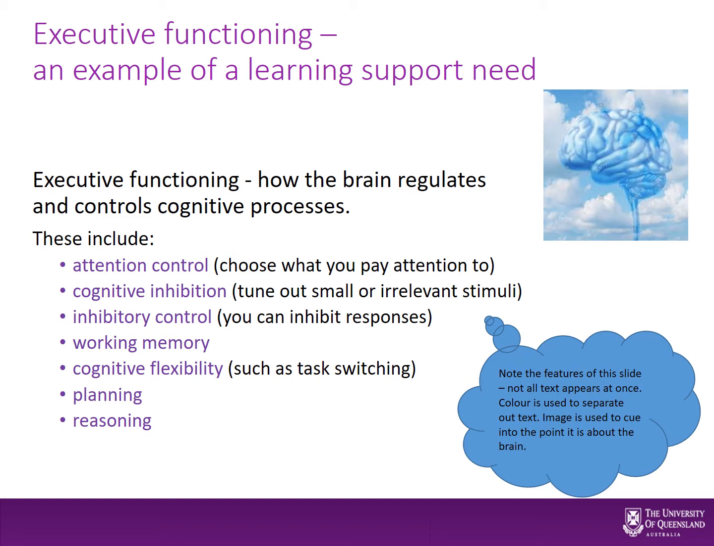Colour is used to separate out the text, so the heading is a separate colour. Then all of the different parts of executive functioning are in purple with descriptive text just in the black. And so the image is also there as the final piece to remind us that we're here thinking about the brain.